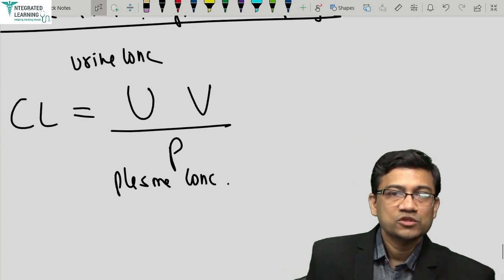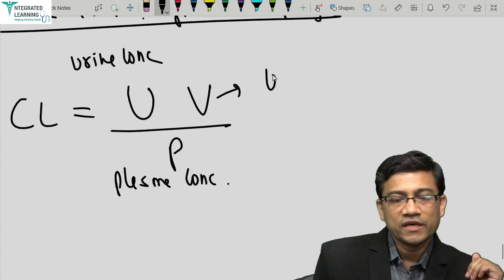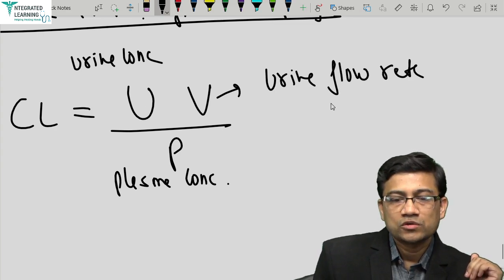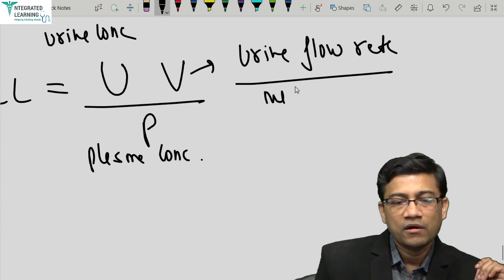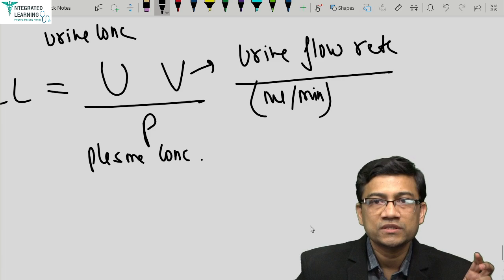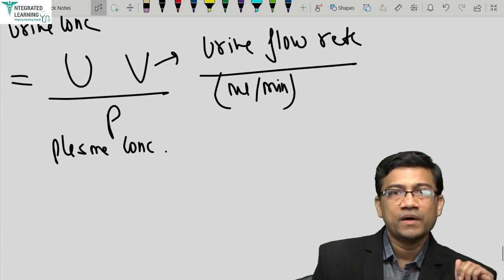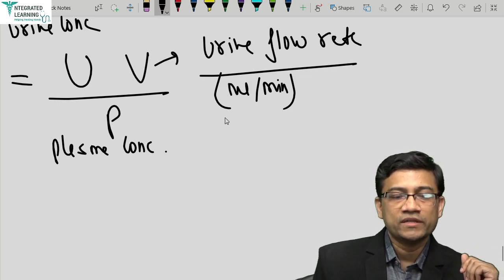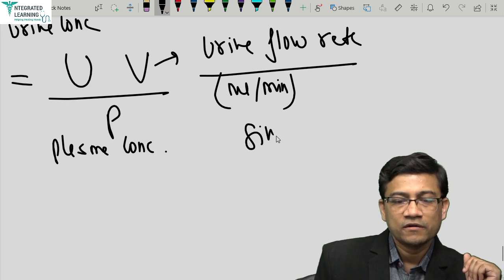Now take the urine sample for urine concentration U, P for plasma, and V. What is V? V is urine flow rate, in ml per minute. So let us calculate the value of the urine flow rate in ml per minute.